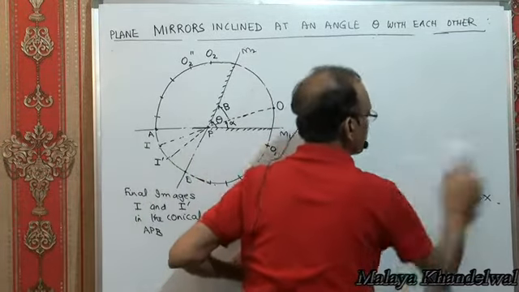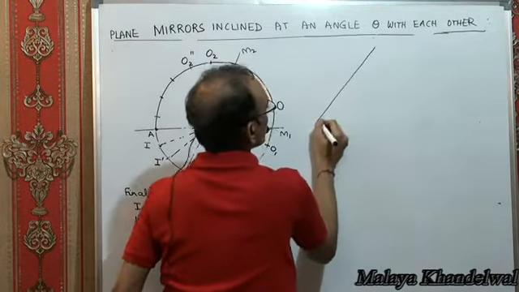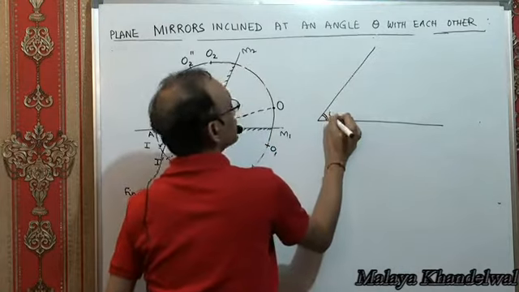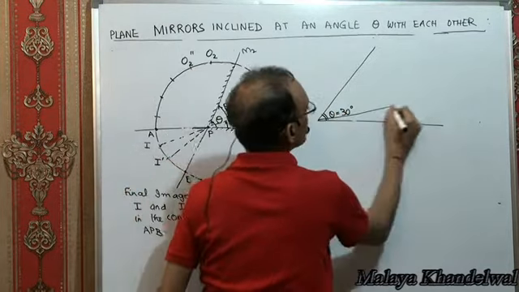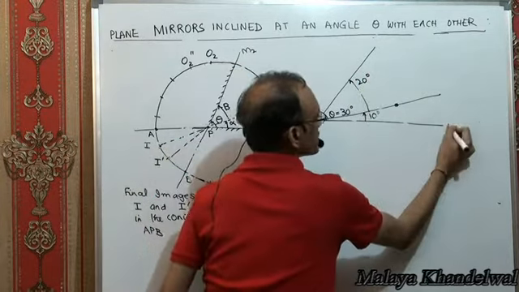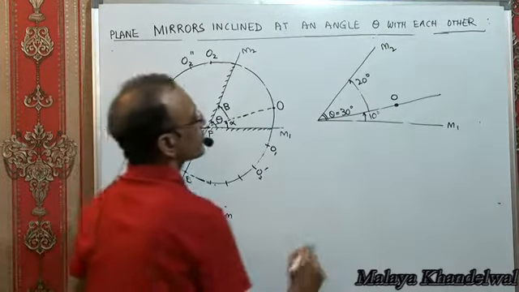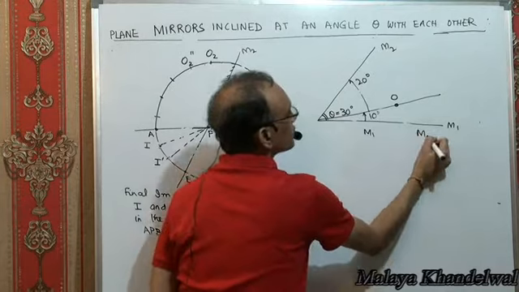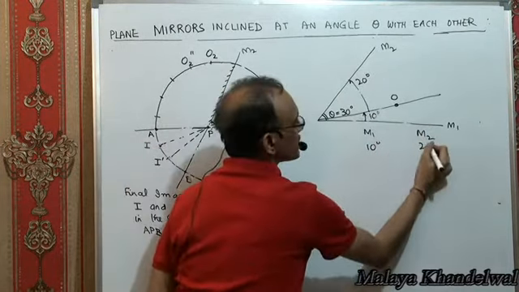Say I have two mirrors at an angle theta equal to 30 degrees, and say this angle is 10 degrees and this angle is 20 degrees. This mirror is M1, this mirror is M2, and this is the object. So now, let me mark M1 and M2. The first image from M1 is at 10 degrees, from M2 at 20 degrees on that side, and then I keep adding how much? 30 degrees. I keep adding 30 degrees.